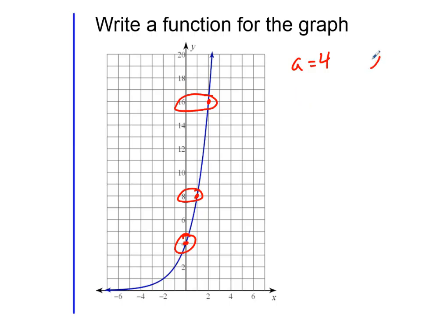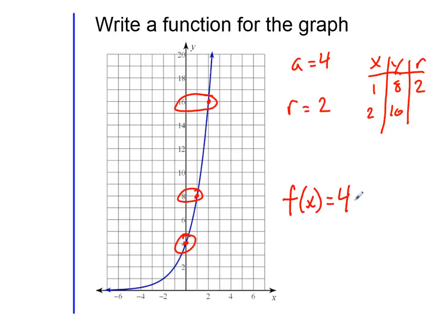That's like looking at a table. I plug in 1, I get 8. I plug in 2, I get 16. So what's the r by doing 16 divided by 8? It's 2. So my r value is 2. Now that I know both my a and my r, I can actually write my function. F of x is equal to 4 times 2 to the x power.